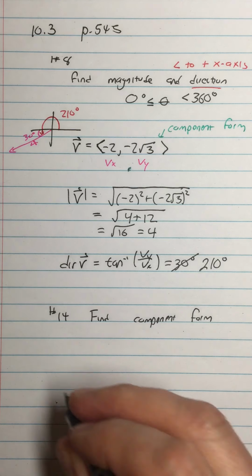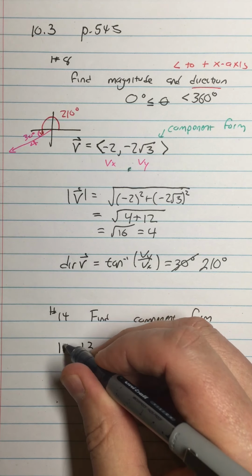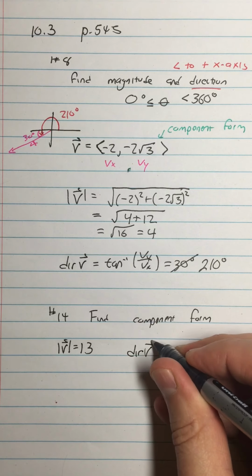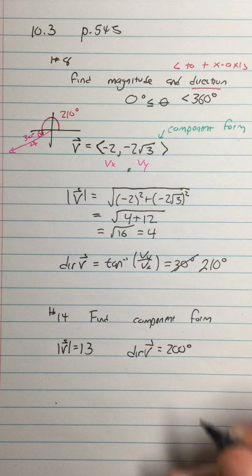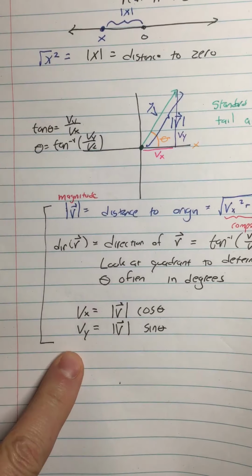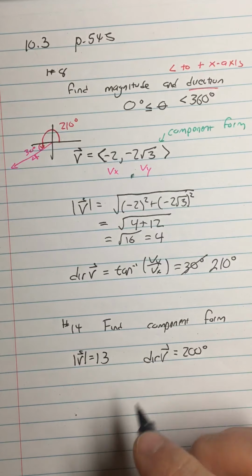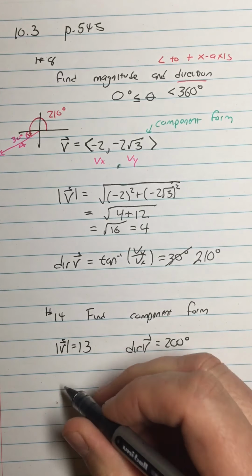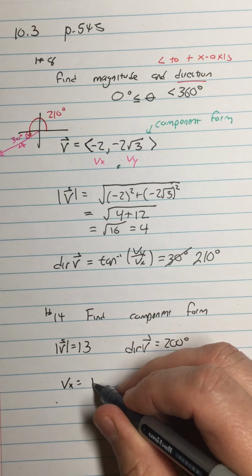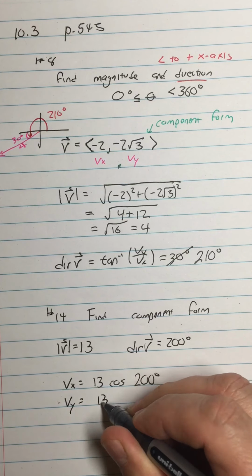Number 14 says your vector has magnitude 13. They don't say this explicitly, but the magnitude is 13, and the direction is 200 degrees. So we just use these formulas here. Vx is magnitude times cosine theta, and there's no tricks to it. You don't have to worry about quadrants because you're not using an inverse function. So Vx equals 13 cosine of 200 degrees, and Vy equals 13 sine 200 degrees.